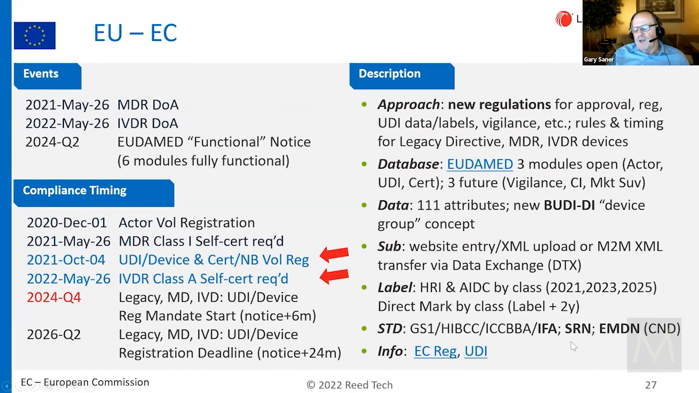And the DUNS number that we have all been familiar with in the US is not used by the European Union. They apply a new number called a single registration number to each of the actors. And the other little kicker is the Global Medical Device Nomenclature is not used, but a European version with a totally different structure called the European Medical Device Nomenclature is used. So that's another little twist just to keep things interesting.